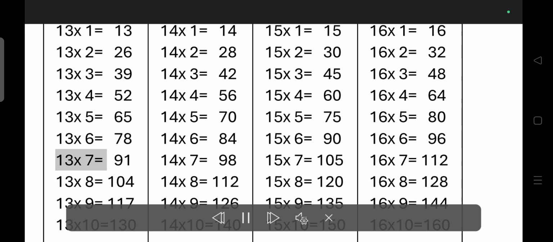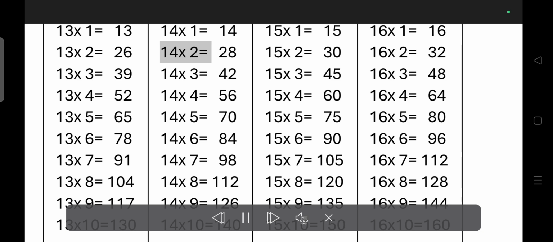13 times 7 is equal to 91. 13 times 8 is equal to 104. 13 times 9 is equal to 117. 13 times 10 is equal to 130. 14 times 1 is equal to 14.